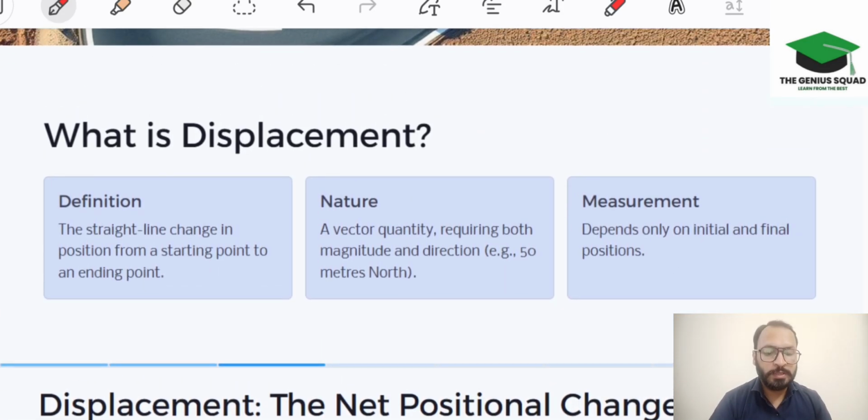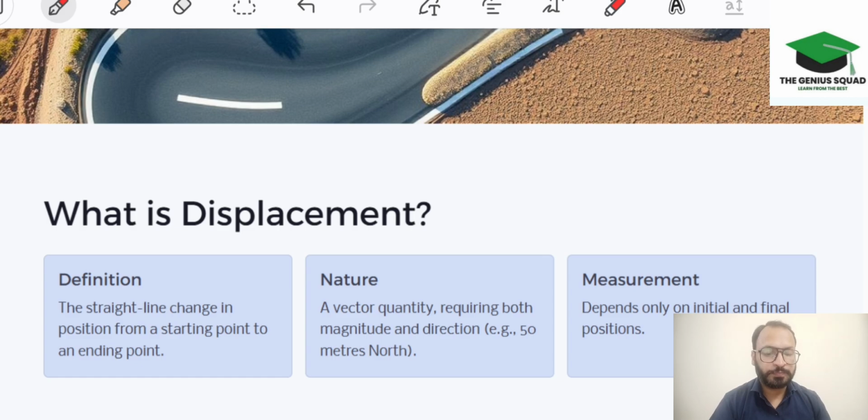What is displacement? Displacement is the shortest distance that you travel between two points. It is actually the straight line change in position. It does not have anything to do with the path that you are traveling. It is only the shortest distance between the given two points. It is also a vector quantity, because here I am saying the shortest distance between two points. It does not have to do anything with the path, so it is a vector quantity.